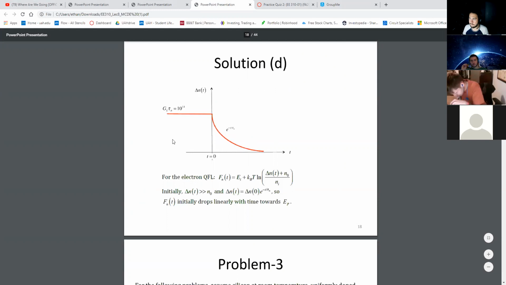I can look at this graph and I can tell you that it was at some steady state where there was a light, there was generation, there's your value, and then right here, the light turned off and it starts decaying back to thermal equilibrium when it went dark. That's what this tells me.